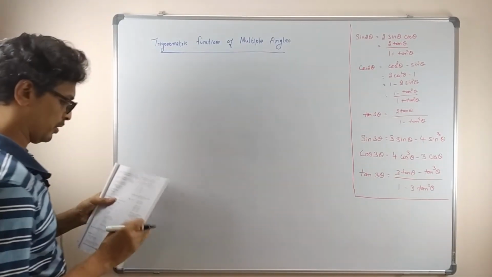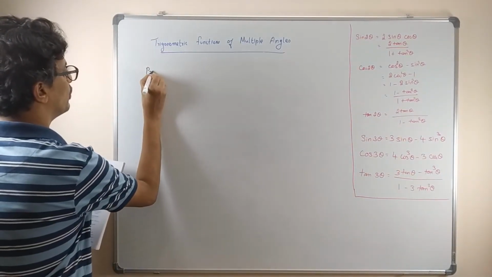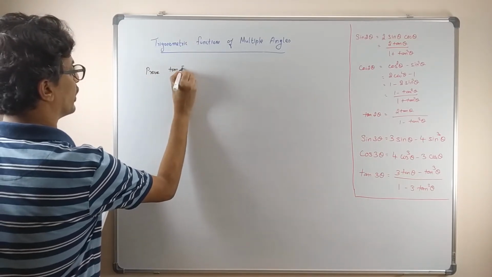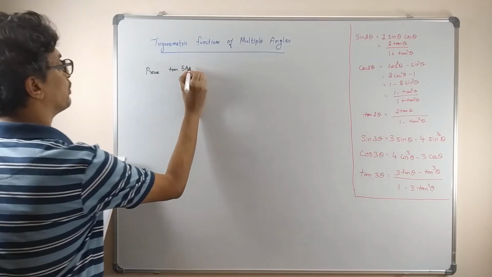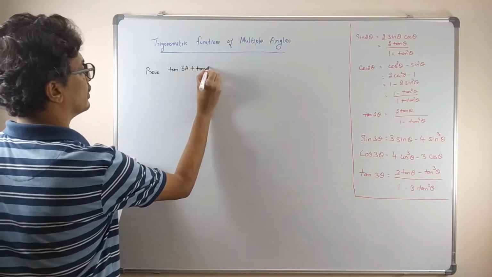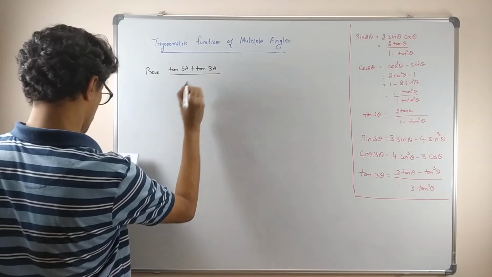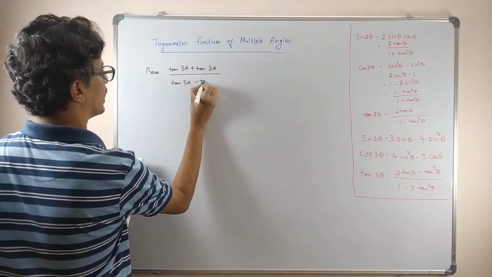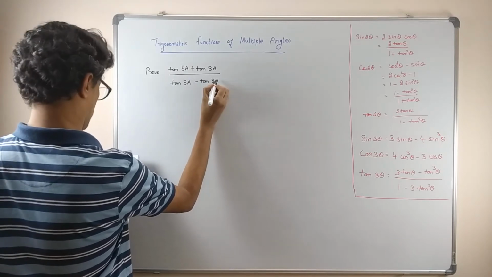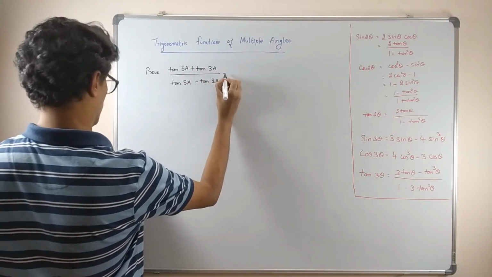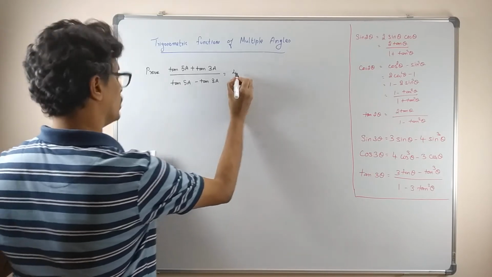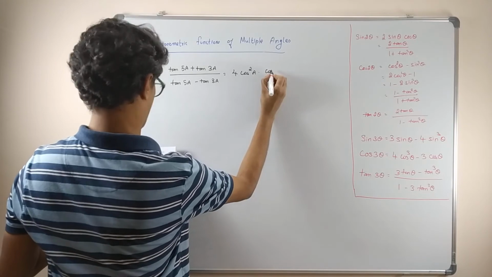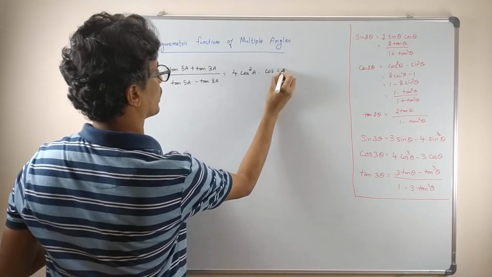Okay, we will do this problem. Prove that tan 5a plus tan 3a divided by tan 5a minus tan 3a equals 4 cos square a into cos 4a.